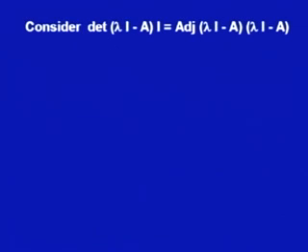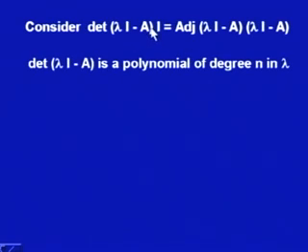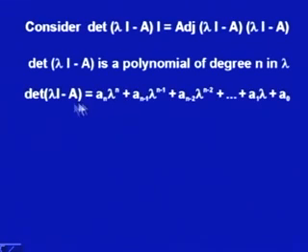Now, let us consider this expression. Determinant of lambda I minus A times the identity matrix is equal to the adjoint of lambda I minus A multiplied by lambda I minus A. This result we have already developed. Now, the determinant of lambda I minus A is a polynomial of degree n, and this multiplied by I is a matrix expression. We can write this determinant of lambda I minus A as a_n lambda^n plus a_(n-1) lambda^(n-1) plus a_(n-2) lambda^(n-2) plus ... plus a_1 lambda plus a_0. It is a polynomial of degree n.